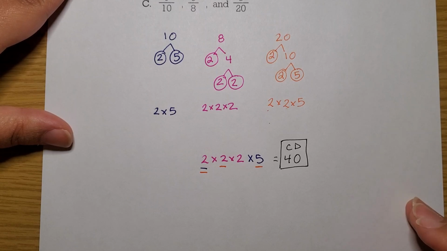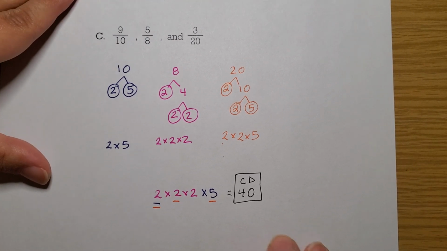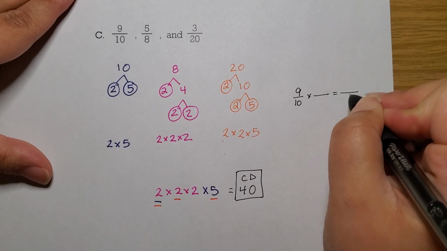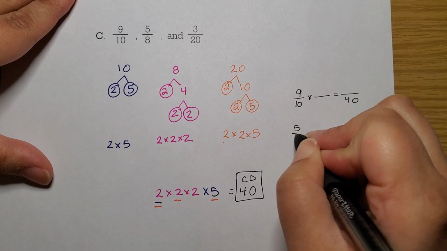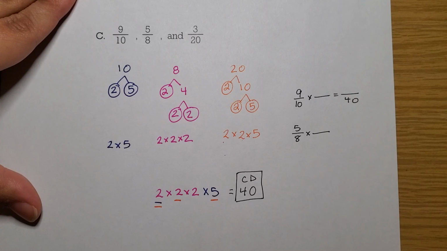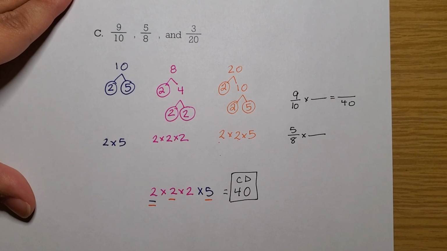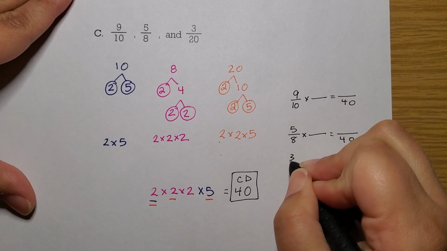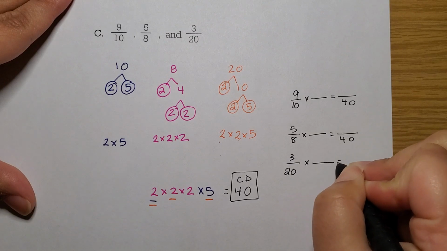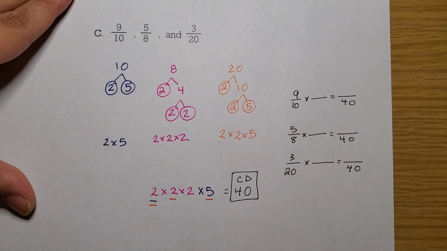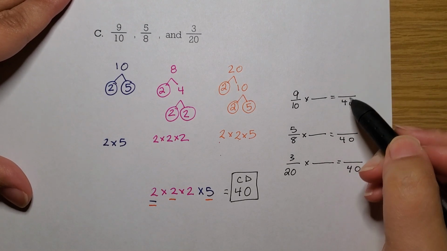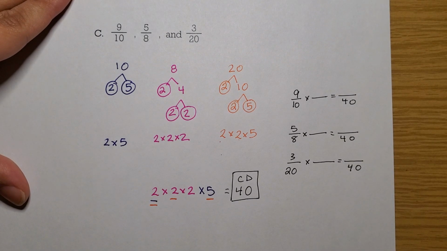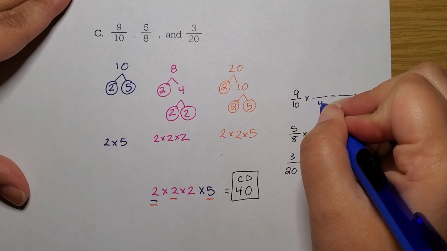All right, so let's rewrite each of our fractions with that common denominator. So we had 9/10, 5/8, and then 3/20. So what is 40 divided by 10? Well, that's going to be 4. So we'll multiply the bottom and the top by 4.